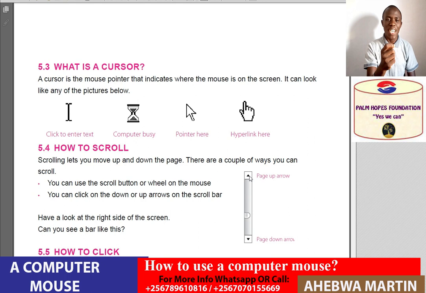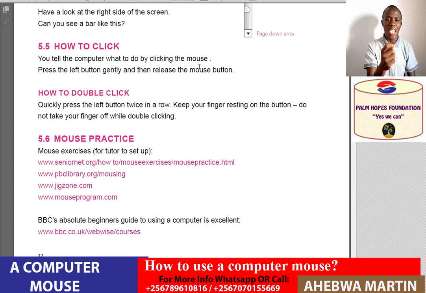So as we are continuing, we are having another thing called how to click. You tell the computer what to do by clicking the mouse. Press the left button gently and then release the mouse button. What do they imply here? They are trying to tell us that if you want to select or if you want to click, you have to press on the mouse pointer. You will hear some sound. That sound implies that you've clicked or you've selected a certain text or a certain work document on the computer.